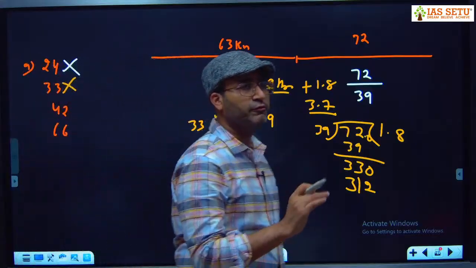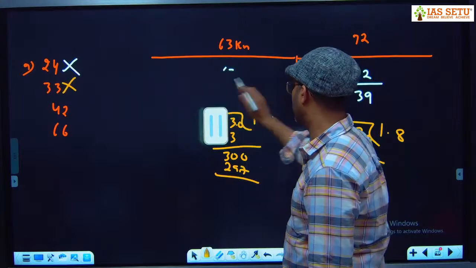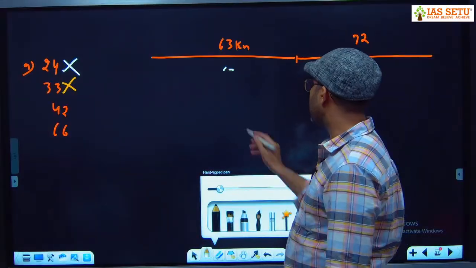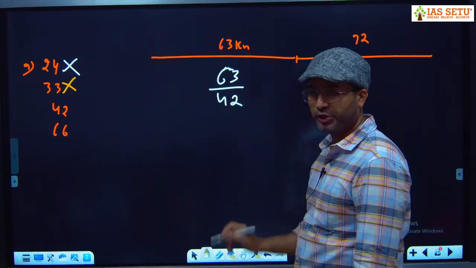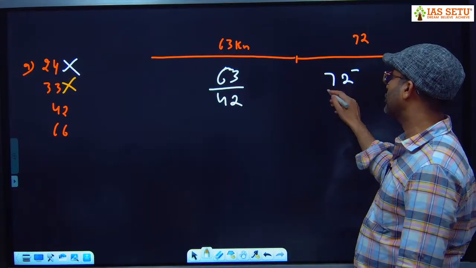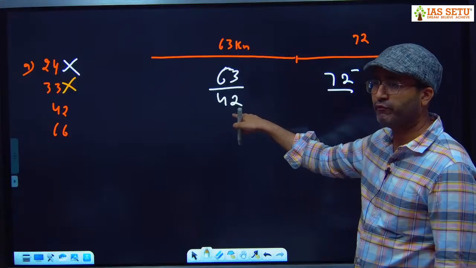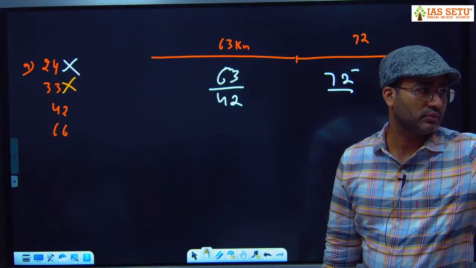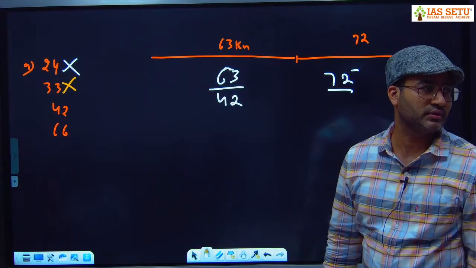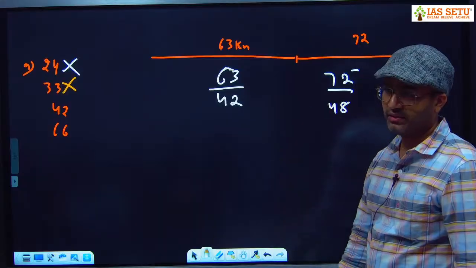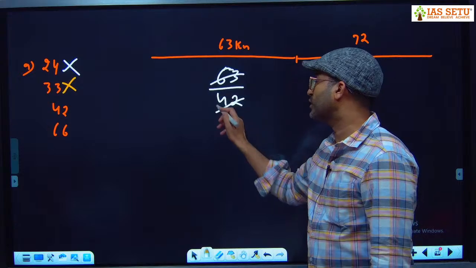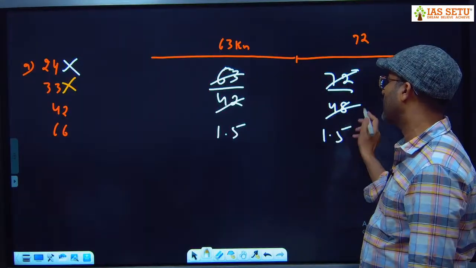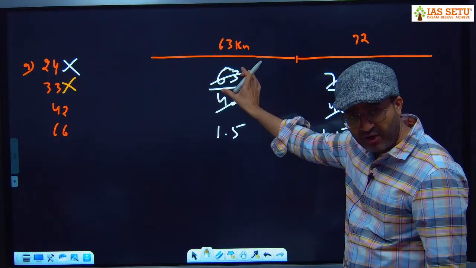अब थर्ड आंसर ऑप्शन बचा, 42 किलोमीटर पर आवर. So now here I assume 42 is a correct answer. It means I cover 63 kilometer at a speed of 42, then I have to cover 72 kilometer with a speed 6 more than 42. Tell me what is 6 more than 42? 42 में 6 ऐड करो, 48. 63 divided by 42 is exactly 1.5 hour. 72 divided by 48 is exactly 1.5 hour.